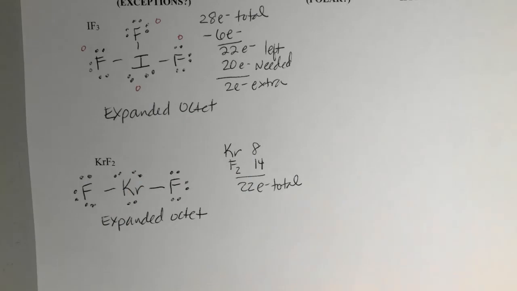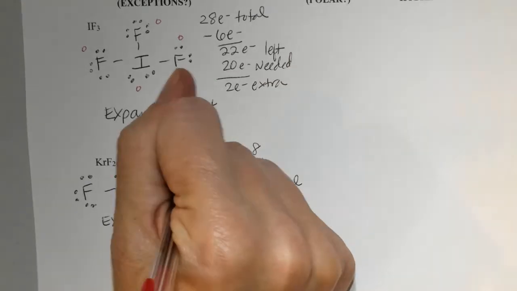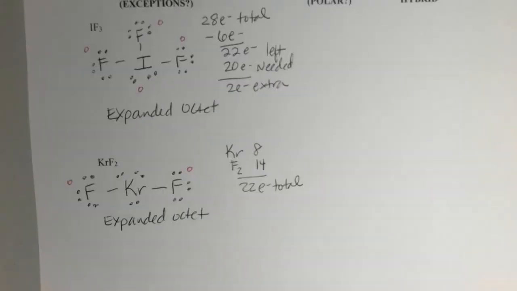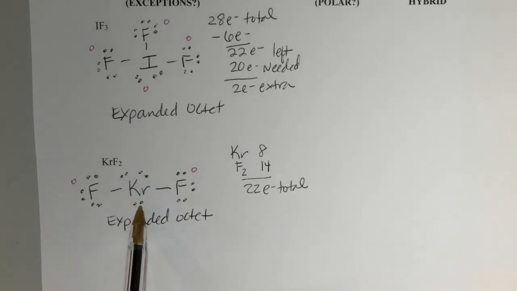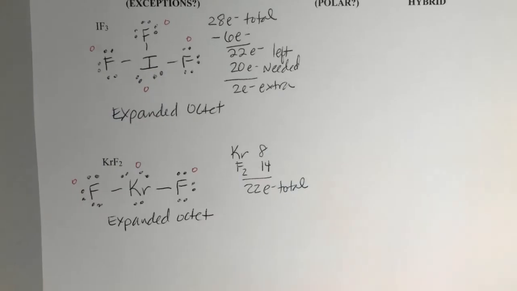And when I look at my formal charges, each of the fluorines are 0. They come in with 7. We've assigned it 7. And then the krypton comes in with 8, and we've assigned it 2, 4, 6, 7, 8. So also a 0. So all formal charges are 0.